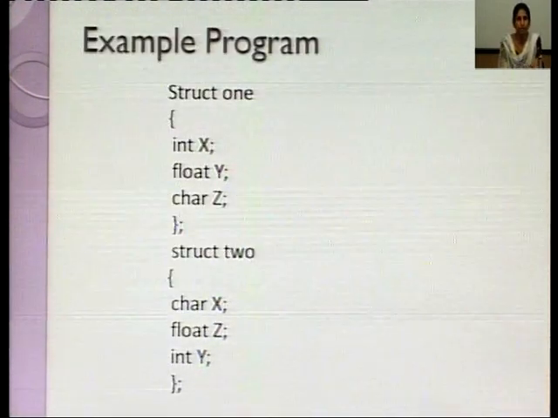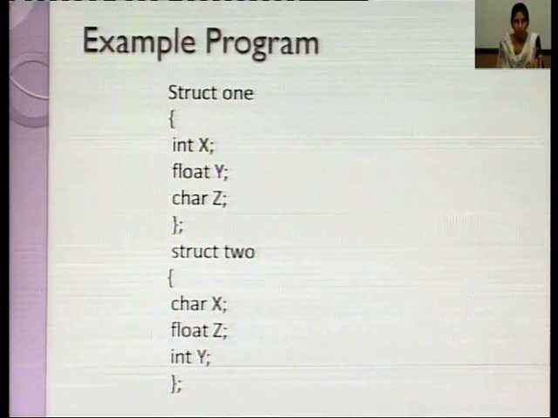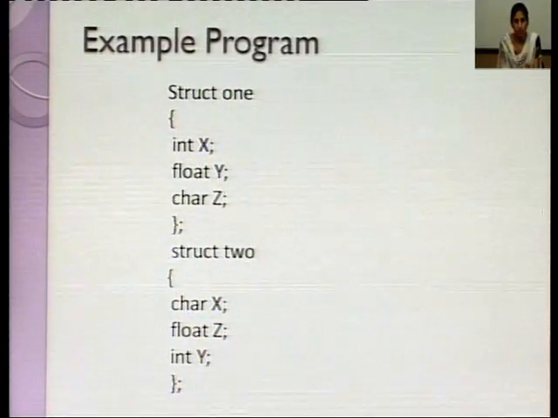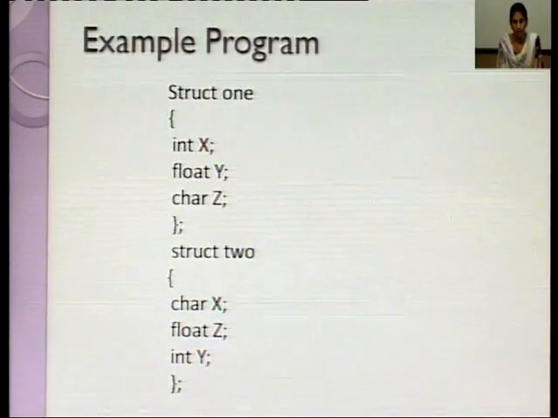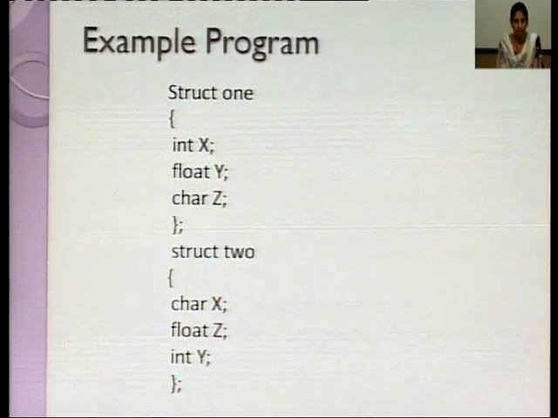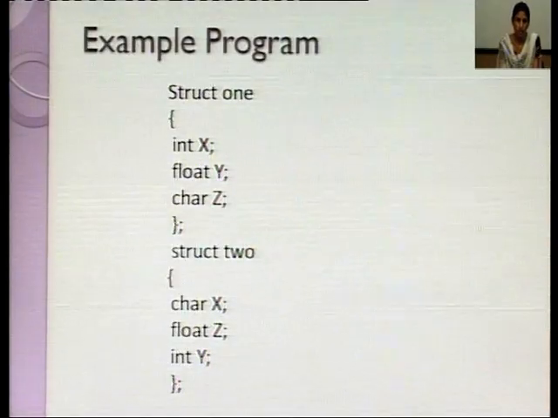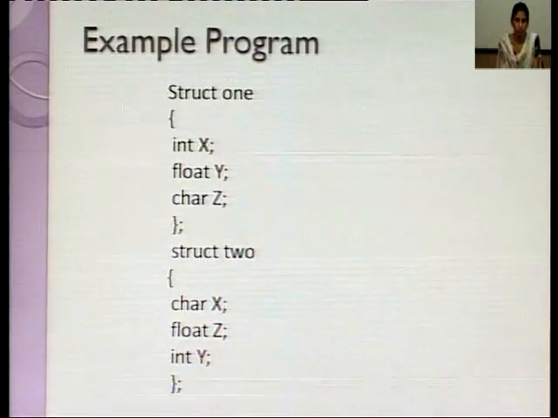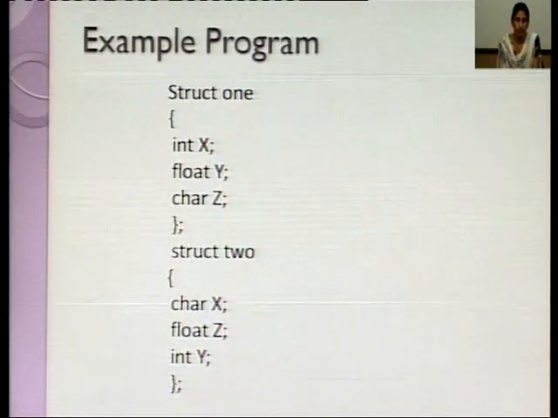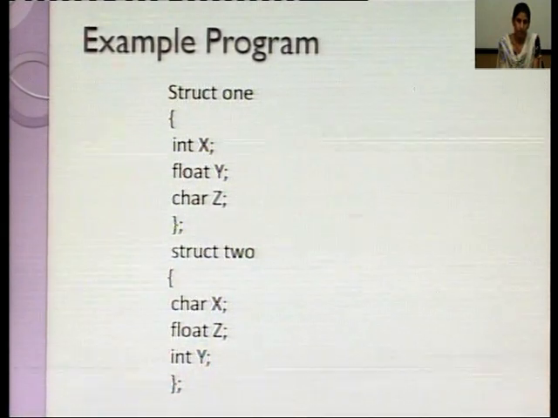For example, we will create a structure with the keyword struct and name 1. In this structure we will create 3 variables. First is integer type x, then float type y and character type z. तीनों variables लए हैं, तीनों दी types अलग-अलग हैं. Then we will create another structure with the keyword struct and the name of the structure is 2. And then we will also define variables in this structure like character x, float z, integer y.